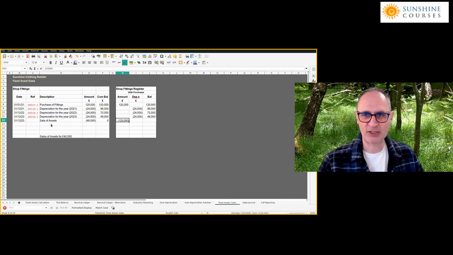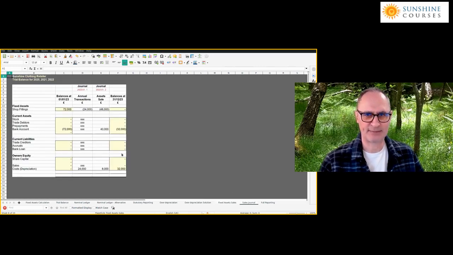I'm going to reduce my cost by £120,000, and my accumulated depreciation, I'm going to remove £72,000 of that to come back to zero. So as I said, what I've done with the sale in my register, I've reduced my cost by £120,000. I've removed it. I've also removed the depreciation. So I have removed £48,000 of net book value from my nominal accounts. And I want to show you what that looks like on the trial balance.